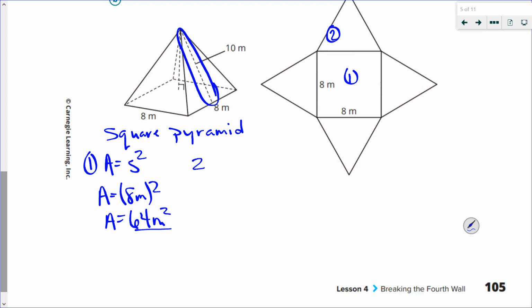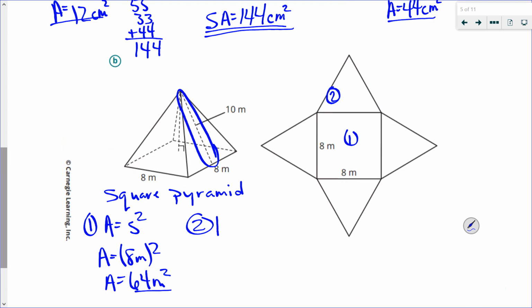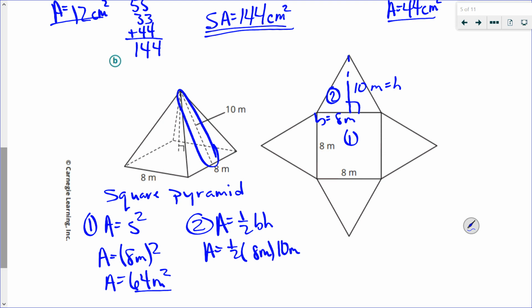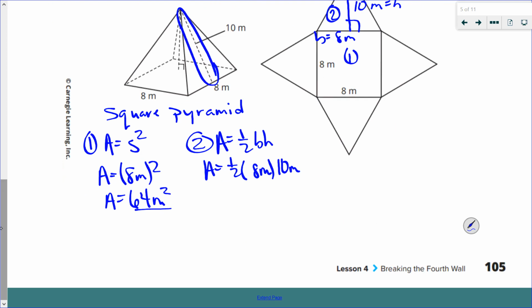Shape 2 is a triangle. The formula for a triangle is 1/2 the base times the height. They didn't draw the height on the net, so I need to add that one in. It's just my slant height. I do know that all the bases are the same because it is a square, meaning my area is 1/2. My base was an 8. My height is a 10. Again, I prefer to do the 1/2 of an even number if I can. So I'm going to take half of 8, make that a 4. So now it's just 4 times 10, or 40 square meters.